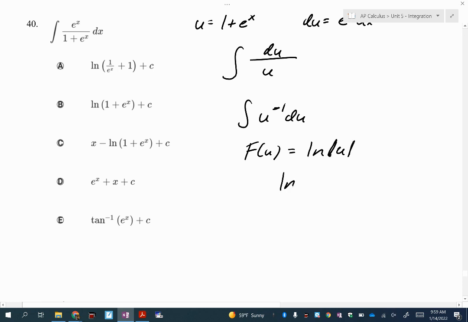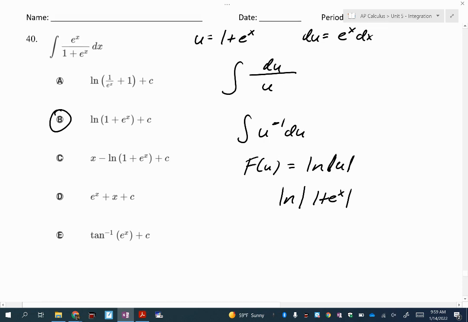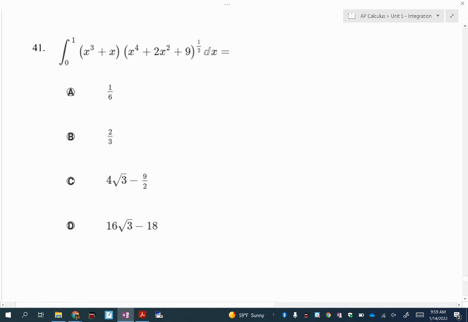So replace u with 1 plus e to the x. And then when you look in there, you might see that it doesn't have the absolute value anymore. That's because your e to the power of x is always going to be positive. All right, there's no way to get a negative there. So actually, you don't need the absolute value. So even though it looks a little bit different, that's why B is the answer for 40. Okay, 41, almost there. A few more to go.